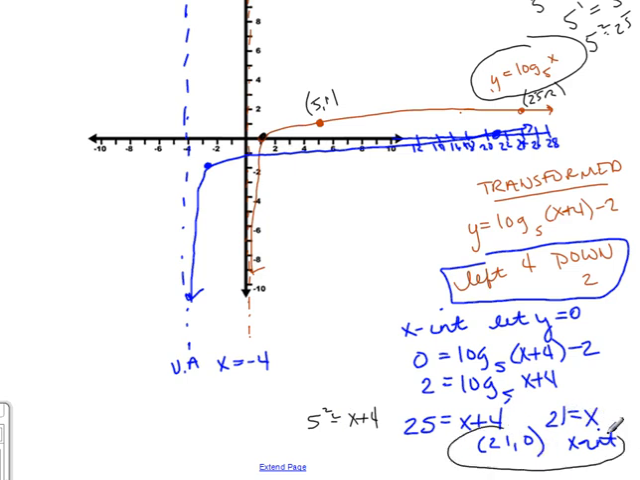So your x-intercept ends up at the point (21, 0), which is exactly where it would fall if you were to move this point (25, 2) to the left 4 and down 2.